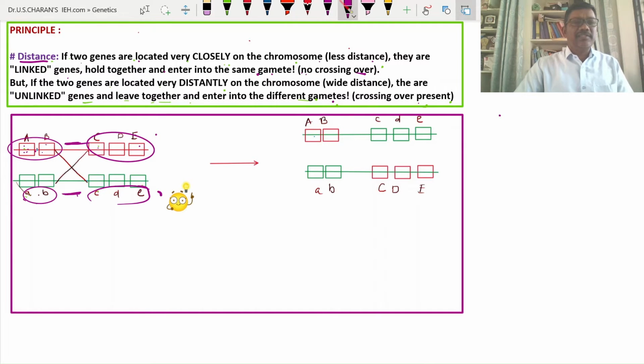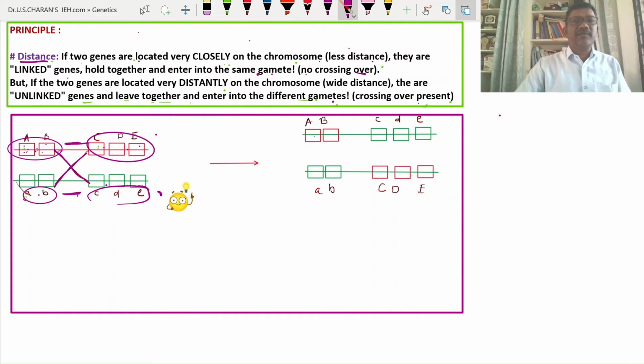If the distance is very small, the chromosomal material present between these genes helps to hold the genes firmly, coupled, linked. So they are not dividing. They are not involved in crossing over. They enter into the gametes as they are. But here the distance is very wide. There is a chance to be involved in crossing over.